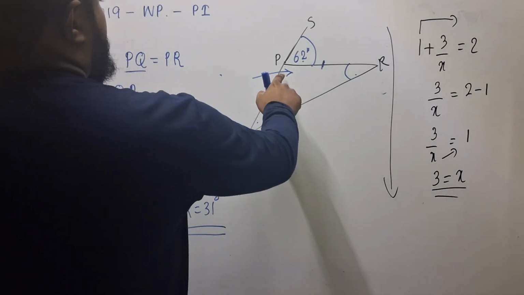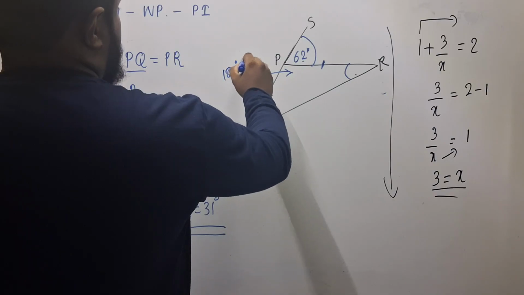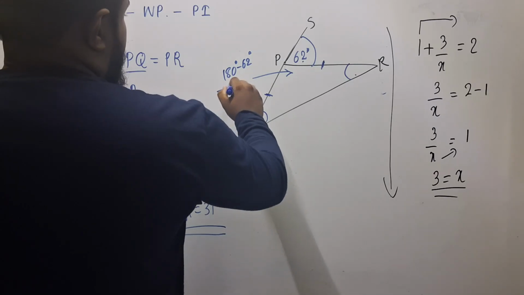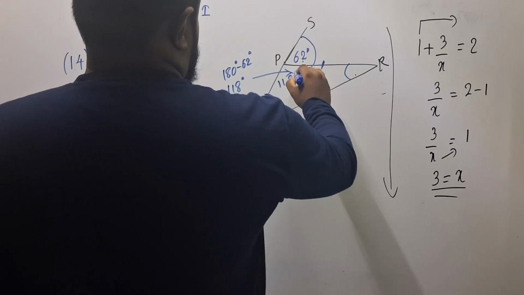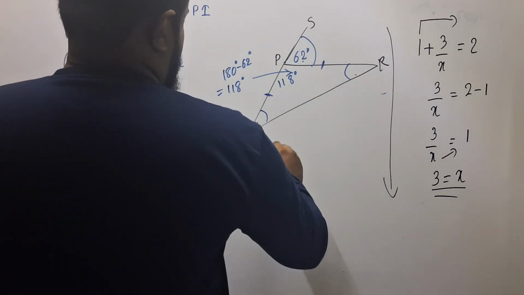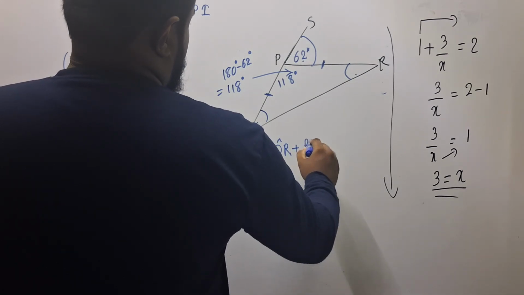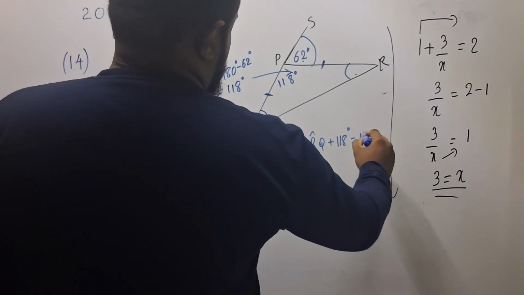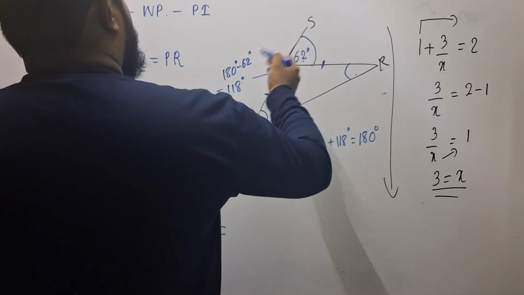If not, you can do it like this. You can find the angle QPR. QPR becomes 180 minus 62, which is 118. Then you can write an equation like this: PQR plus PRQ plus 118 equals 180.